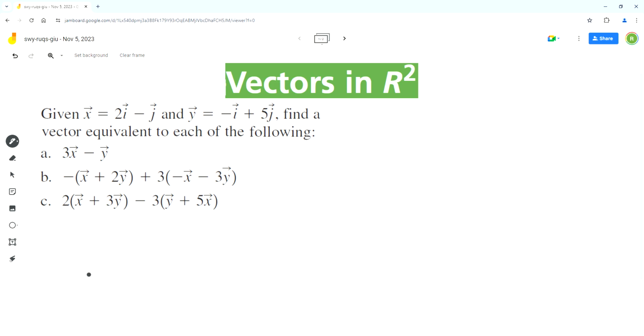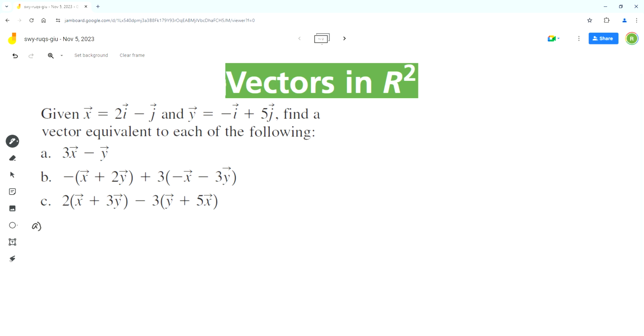So in this video, we'll solve this problem using the concepts of vectors in R2. As per the problem, given vector x is equal to 2i minus j and vector y equals negative i plus 5j, find a vector equivalent to each of the following. So let's start with part A. In part A, we have to find 3 times vector x minus vector y.